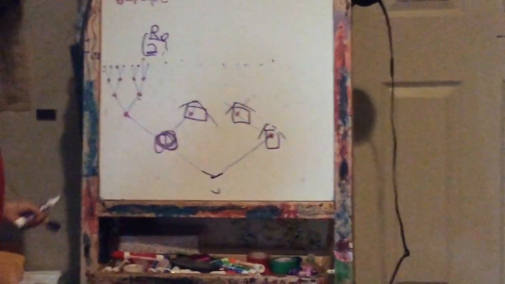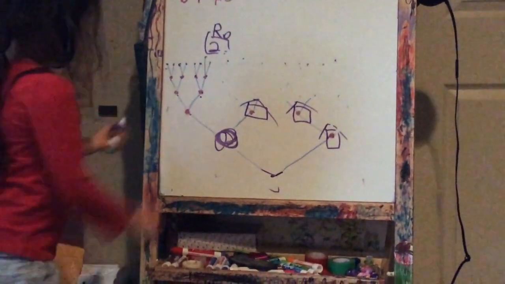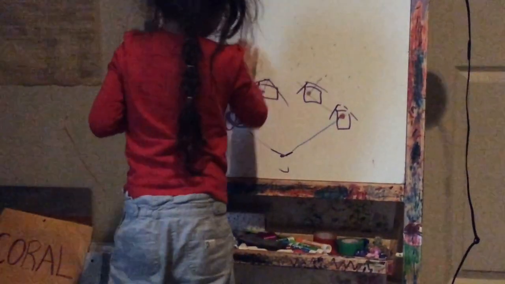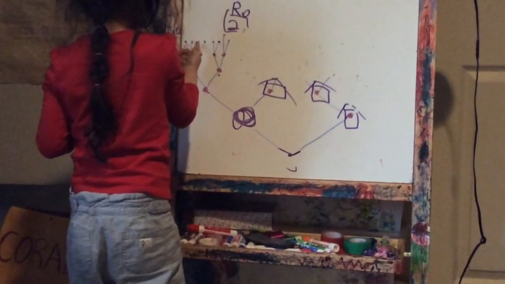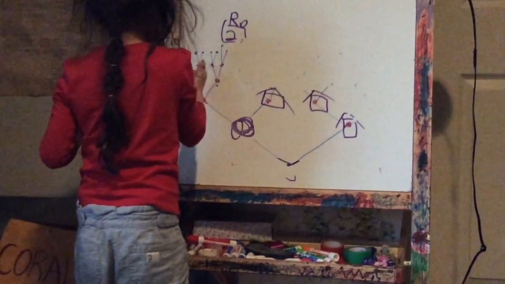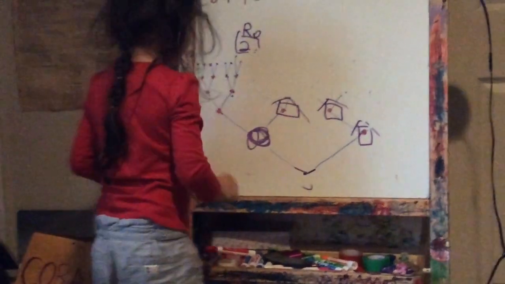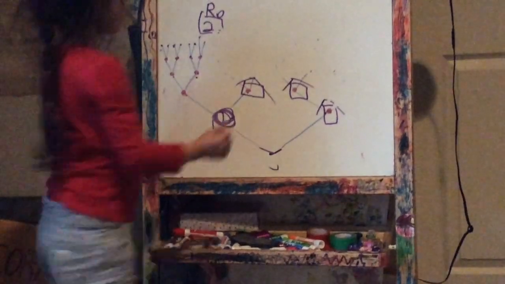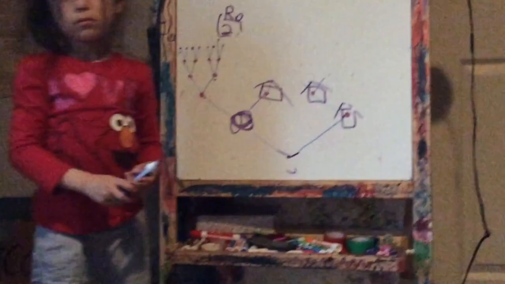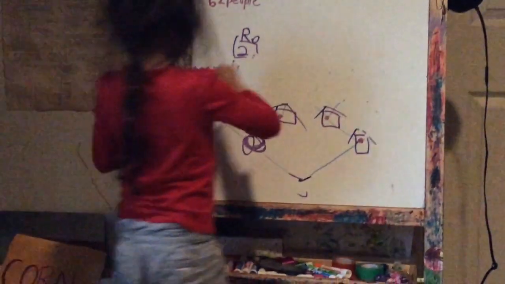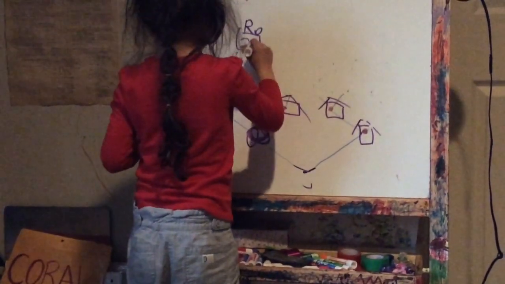There's these guys. How many are left? Count them. Okay, so 1, 2, 3, 4, 1, 2, 3, 4, 5, 6, 7, 8, 9, 10, 11, 12, 13, 14, 15, 16, 17. And then the people in the houses? 18, 19, 20. So how many people are infected now? 20.